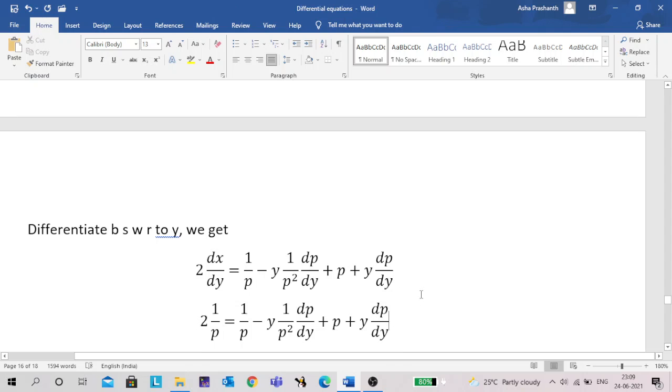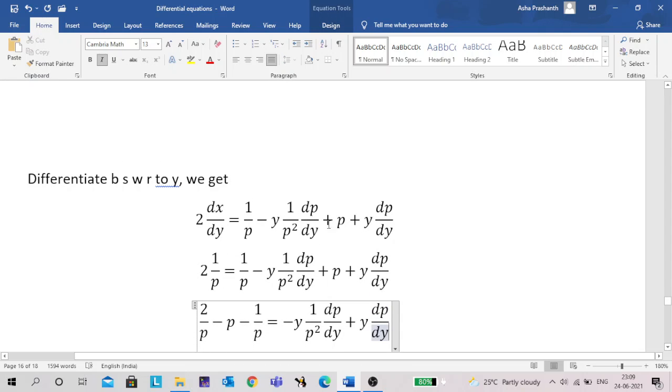Then you can separate like terms. Means you all are familiar about what is the value of dy by dx. dy by dx is nothing but p. So what happens to dx by dy? It is a reciprocal of dy by dx, right? So it becomes 1 over p. Rest of the things are as it is.